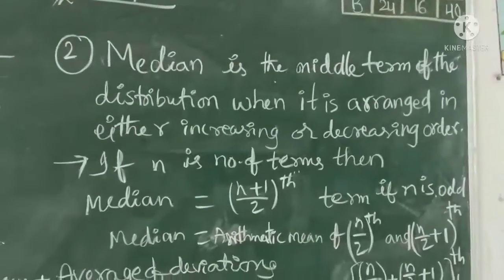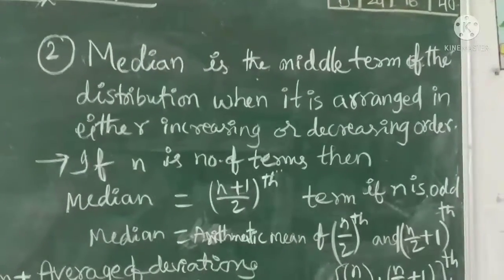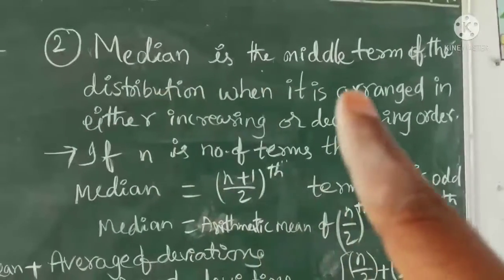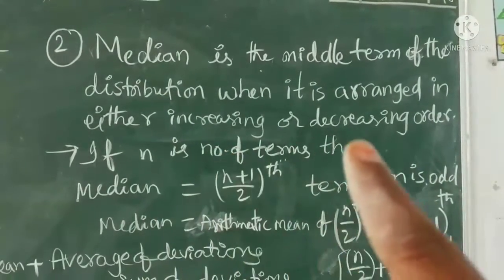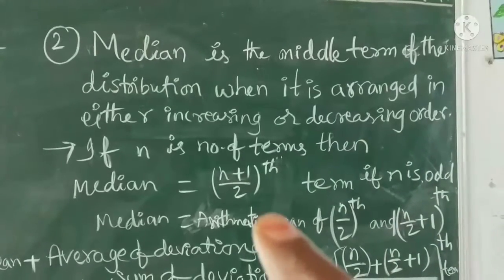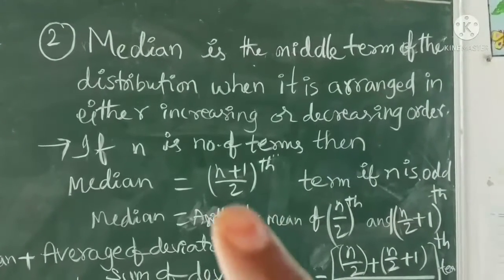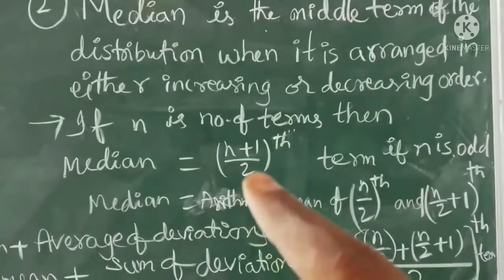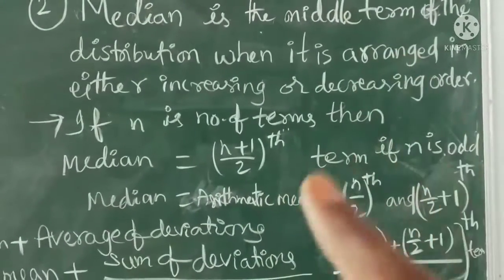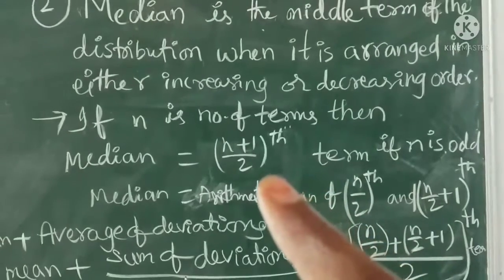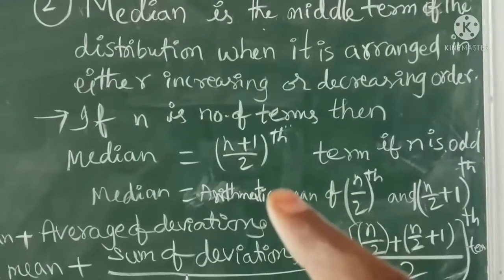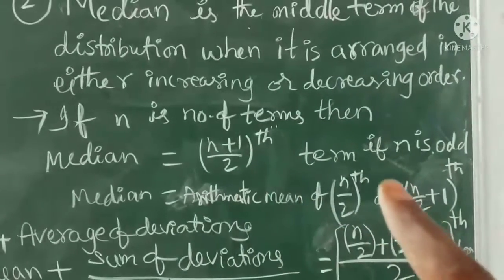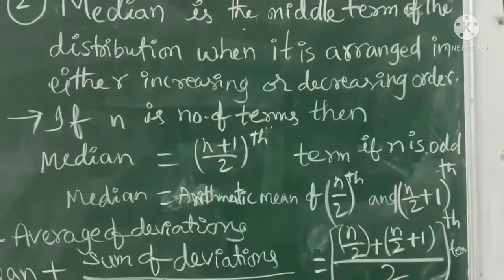Next, the second measure of central tendency is median. Median is the middle term of the distribution when it is arranged in either increasing or decreasing order. It is nothing but the middle term. If the number of terms is odd, then the median is the n plus 1 by 2th term. For example, if the number of terms is 9, then 9 plus 1 is 10, by 2, that is the 5th term, which will be the median.